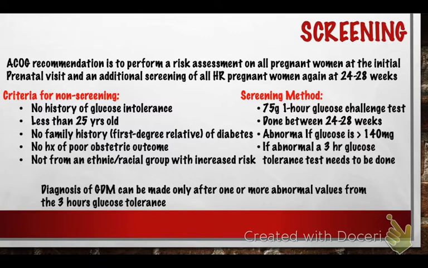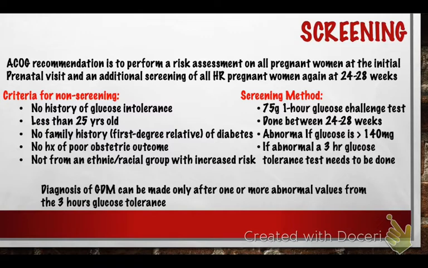Diagnosis of gestational diabetes can be made only after we have an abnormal result from your glucose tolerance test. And really, we prefer it to be the abnormal values from not just the 1 hour, but from the 3 hour. And we usually need 2 abnormal results to confirm a diagnosis in the 3 hour to be considered gestational diabetes.